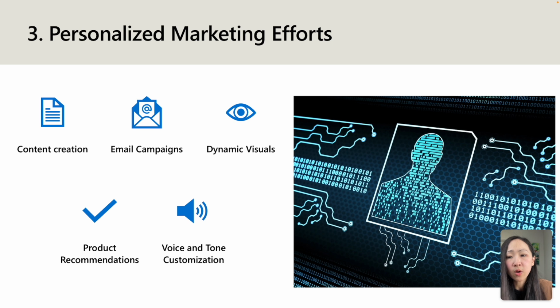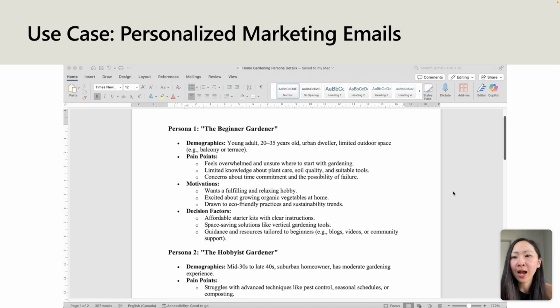And then also voice and tone customization, how we can adjust the messaging and also the brand tone of voice by personalizing it. For example, Gen Z, they prefer more playful tone, and also maybe B2B clients, they prefer more authoritative or formal tone. So we can personalize the brand tone of voice by using AI. So this is just a use case about how to use it in personalized marketing email.